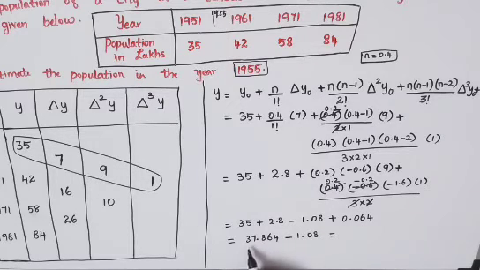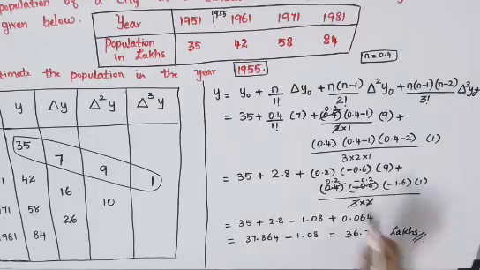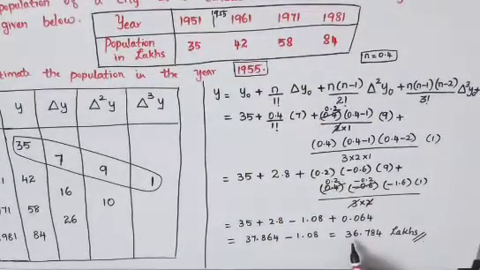Subtracting 37.864 minus 1.08, you will get your answer as 36.784. The answer should be in lakhs, so you can declare your answer in lakhs. So therefore, in the year 1955, the population will be 36.784, otherwise 37 lakhs.